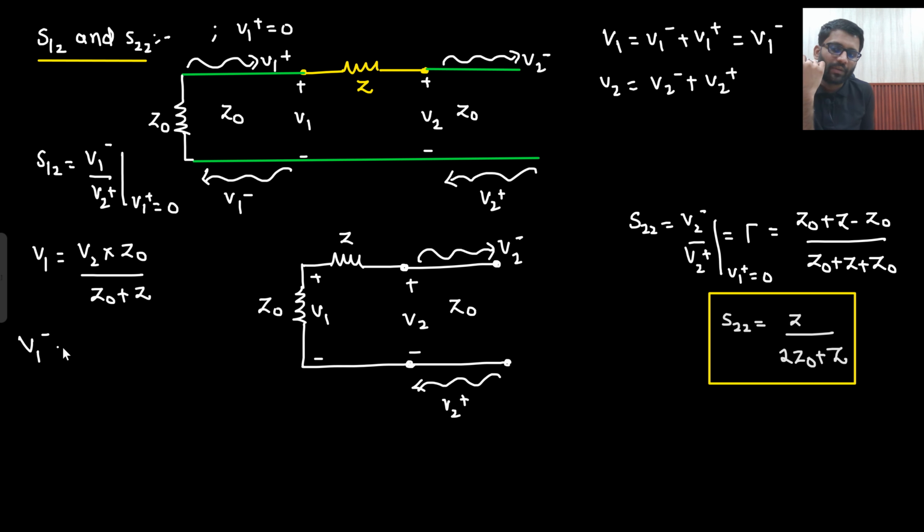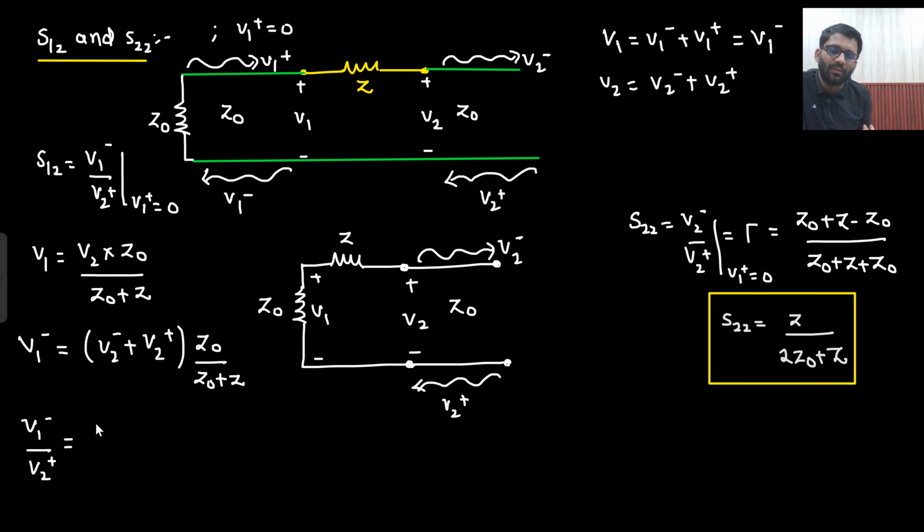So V1 is equal to V1 minus, V2 is equal to V2 minus plus V2 plus into Z0 upon Z0 plus Z. So what am I going to divide with? I am going to divide with V2 plus, because from here I am going to get the expression of S12. If I divide with V2 plus, V2 plus divided by V2 plus will be 1, and this is your V2 minus divided by V2 plus into Z0 upon Z0 plus Z.